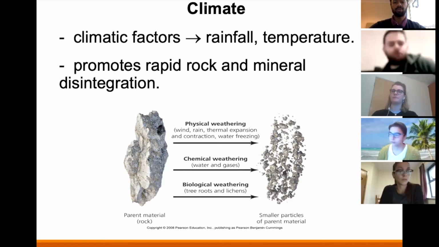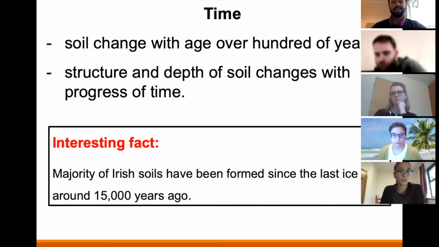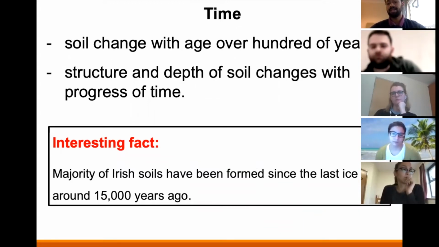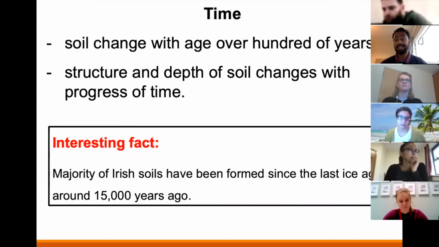The expansion of water molecules in the rock gives cracks to the rock, which breaks the rocks down and gives a smaller medium. And as I said earlier, it will give a medium for the plants to grow and soil will be born. And this happens over time. Soil changes happen over hundreds of years. The majority of Irish soil formed since the last ice age, and this is still considered young soil compared to the soils in the continents of America and Africa.